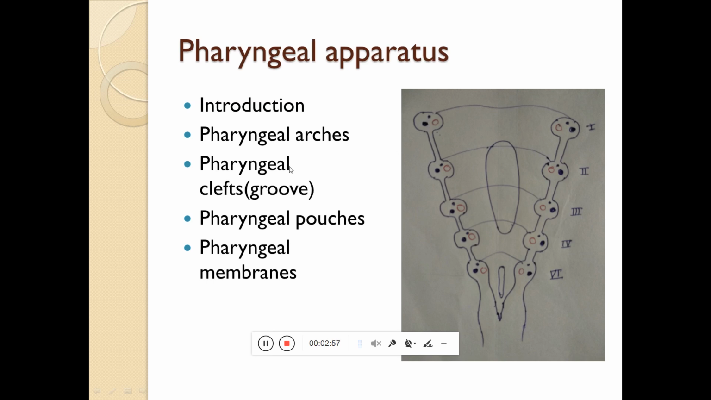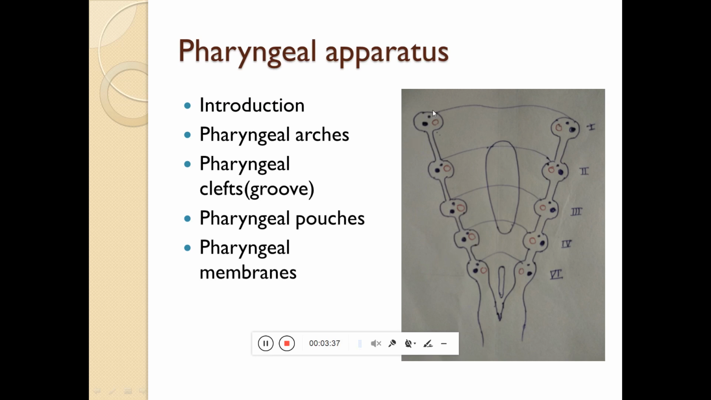Now the second thing, pharyngeal clefts. What is a cleft? Here you can see the gap between two consecutive pharyngeal arches. In between any two arches, the outer side is lined by ectoderm, and there is a groove-like structure known as a pharyngeal groove. So ultimately there are four pharyngeal grooves and five pharyngeal arches. 1, 2, 3, 4 pharyngeal grooves or clefts.